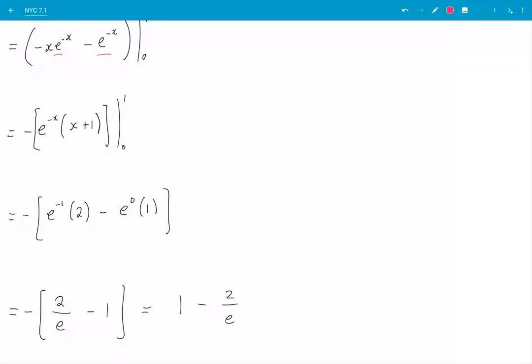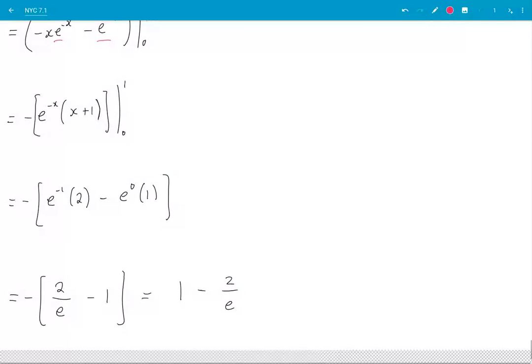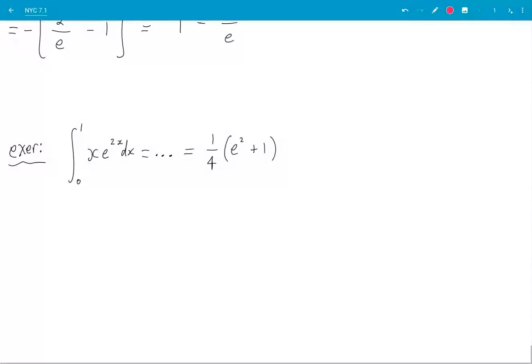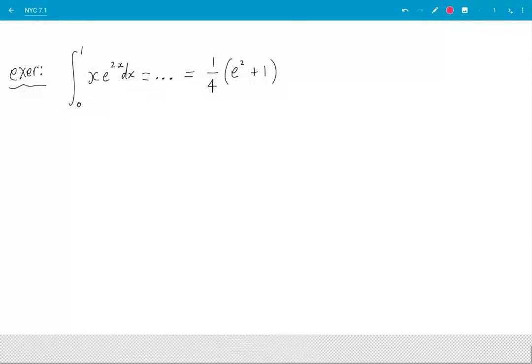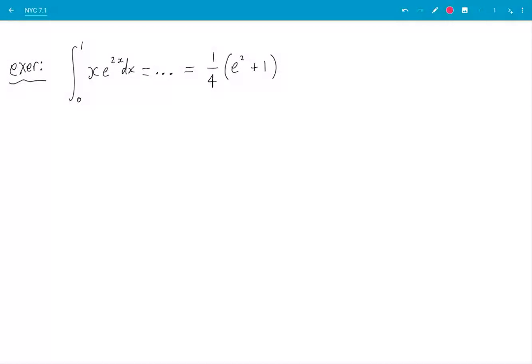Okay, work it out. There we are. Okay, where are we now? Is this the end? Oh, it is the end. So just one exercise. By parts together with definite integral. Give it a try. Here's the answer, and let me know how it goes.